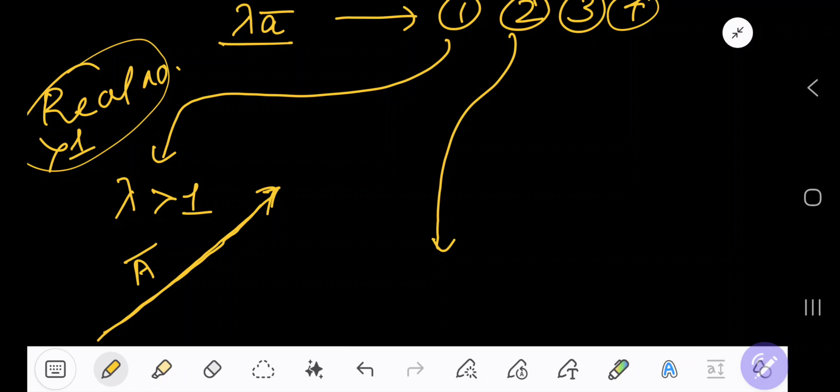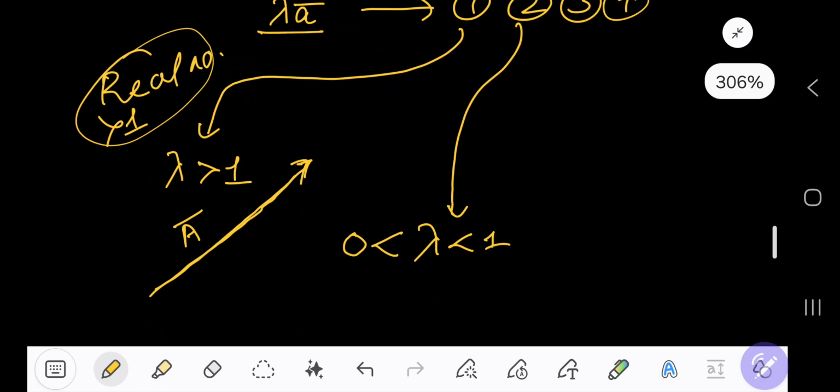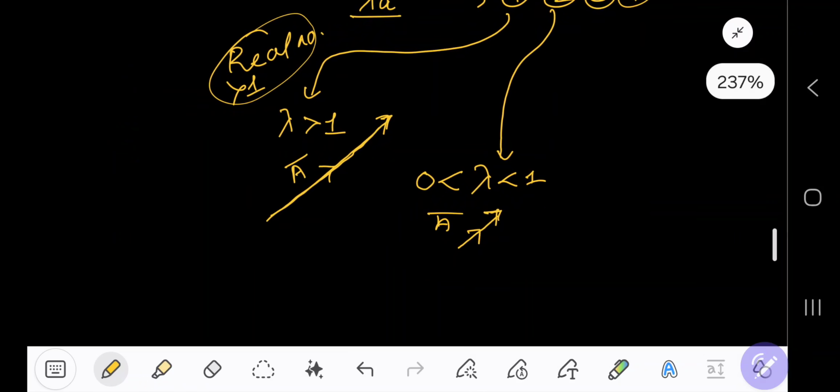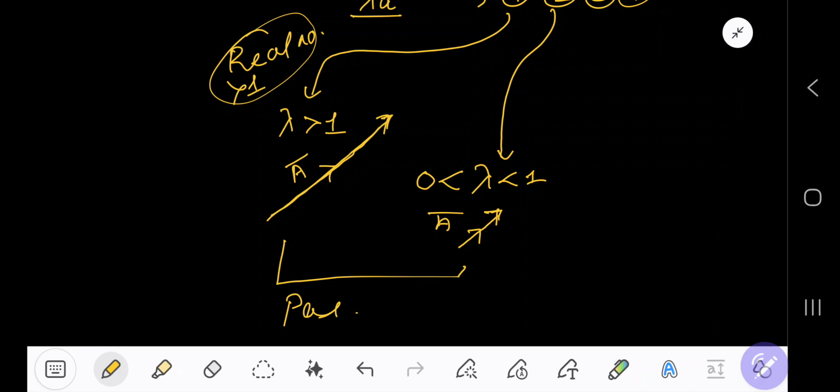In our second case, lambda is smaller than 1 but greater than 0. So if lambda is smaller than 1 but greater than 0, the magnitude of the vector decreases somewhat in this way. This means that the magnitude of the vector decreases. If you can tell from these two, case 1 and case 2, these two lines are parallel to each other. So we can say 1 and 2 are parallel.